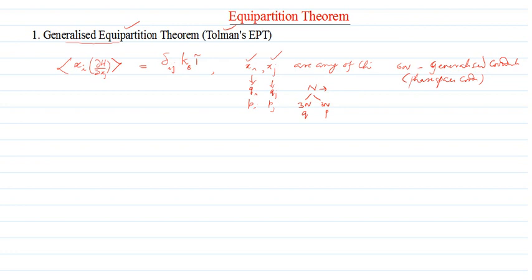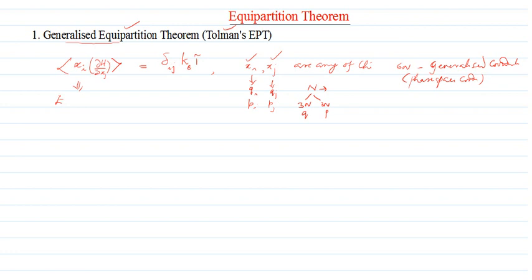For example, xi can be p1 and xj also can be p1, or xi can be p1 and xj can be q2. Any combination. There are so many combinations there, and we will see their relevance in the coming discussion. So this particular mathematical statement is what is known as the generalized equipartition theorem. We can say that it is nothing but the expectation value.